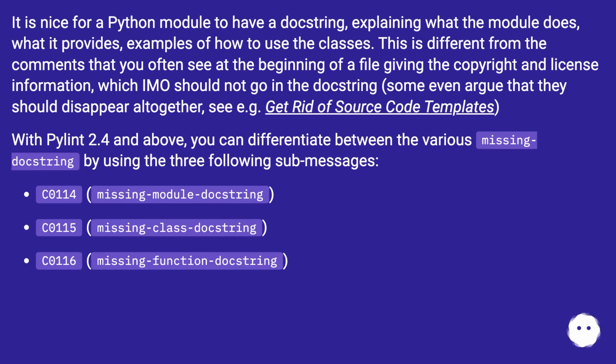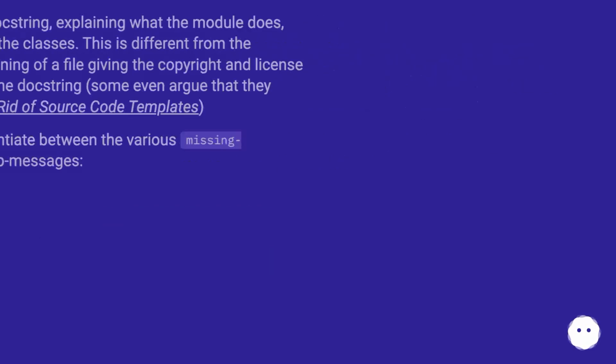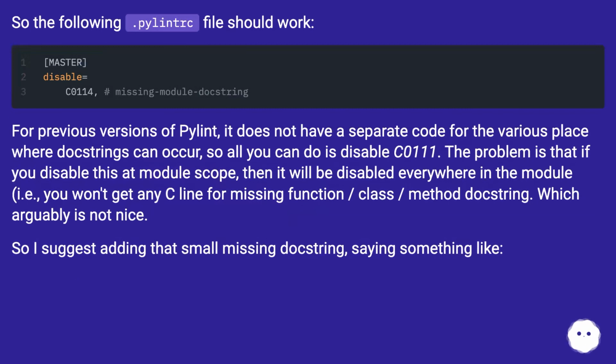With Pylint 2.4 and above, you can differentiate between the various missing docstring messages by using the three following sub-messages. C0114, missing module docstring. C0115, missing class docstring. C0116, missing function docstring. So the following .pylintrc file should work.